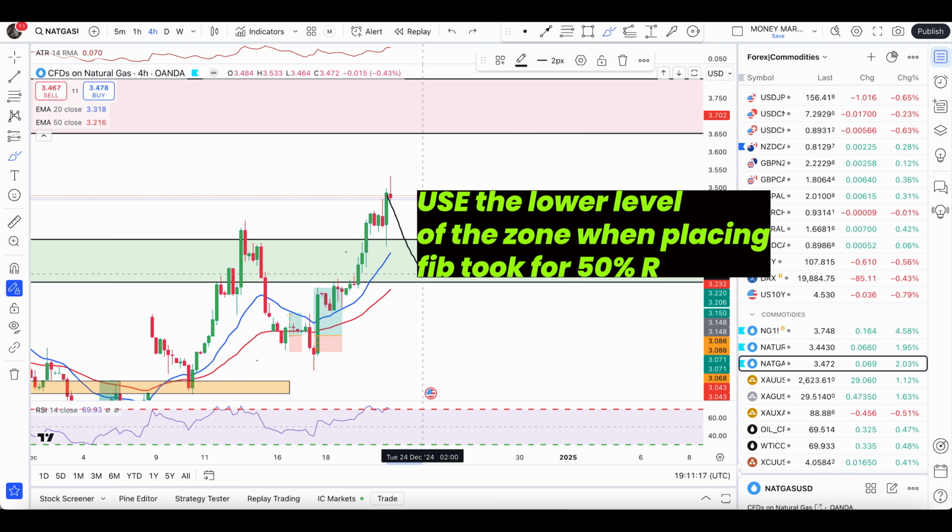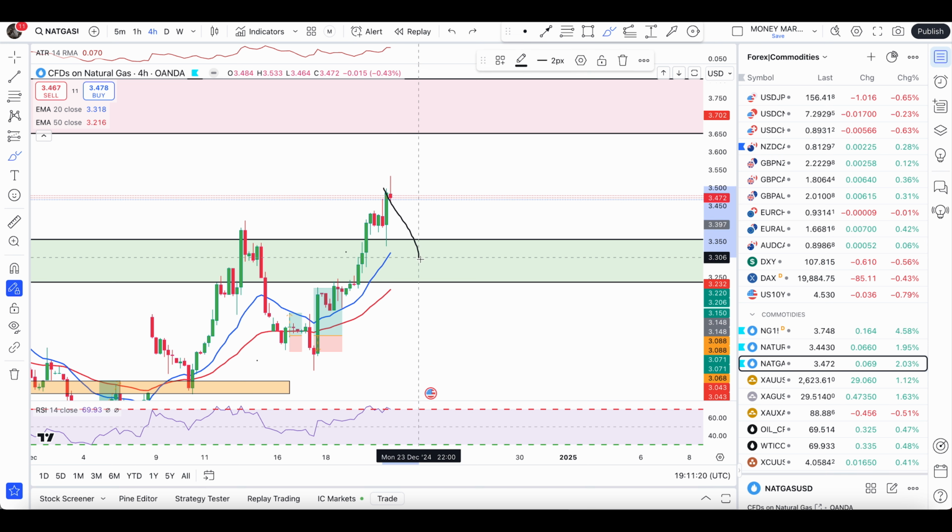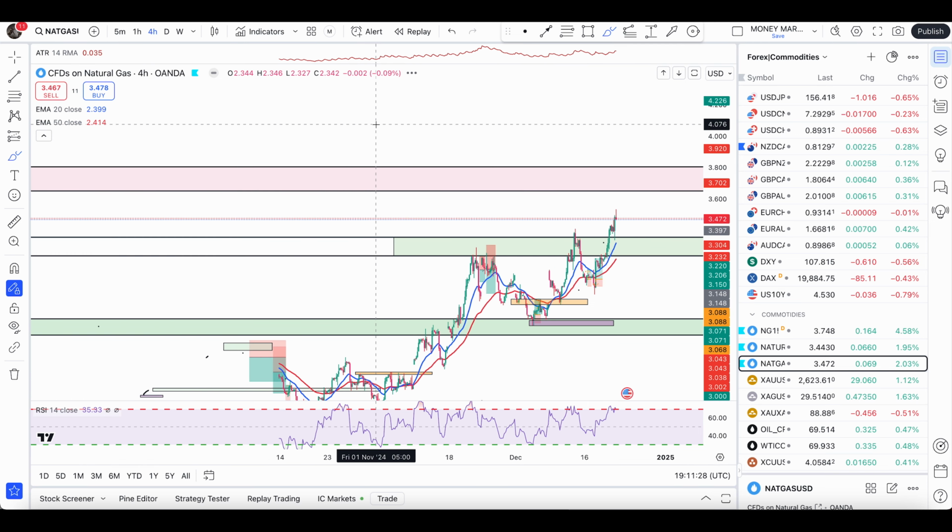Otherwise, pull back to the zone. Engulfers, double bottoms. Pullback entry could be a deep pullback to 50 EMA. Bullish engulfing pattern will be your entry. Now here on Oanda, the next zone is not really far.